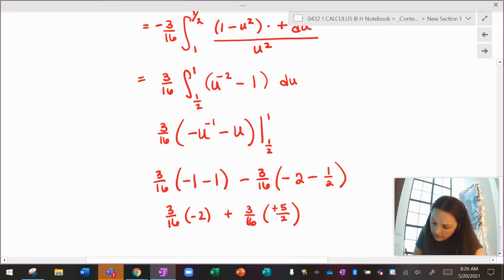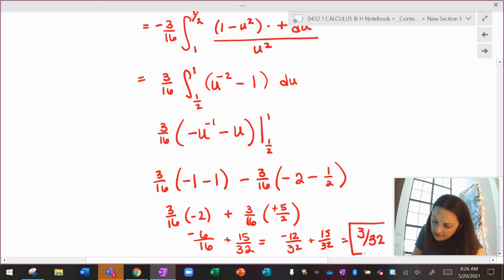So what have I got here? I have negative 6/16 plus 15/32, which is negative 12/32 plus 15/32, which is 3/32. Okay. I do not have my answer key nearby, so full disclosure, I don't know if that's right or not. We're about to find out in real time.